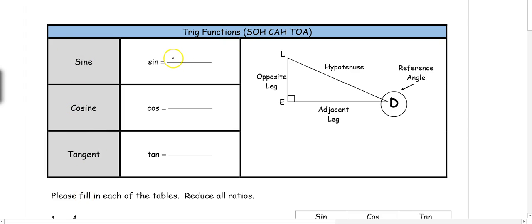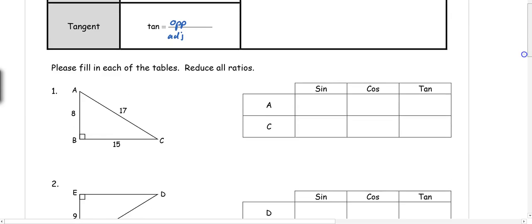So remember that sine is your opposite over your hypotenuse, which gives us the SO. Cosine is your adjacent over your hypotenuse, which gives you the CAH. And tangent is opposite over adjacent, which gives you the TOA. So we're going to use this idea to set up ratios given a triangle.